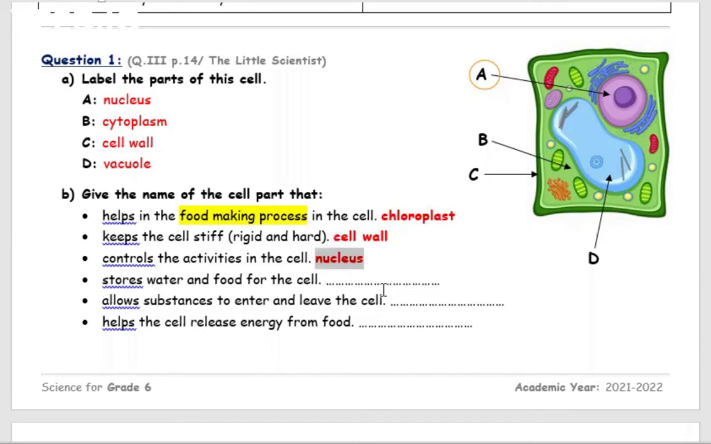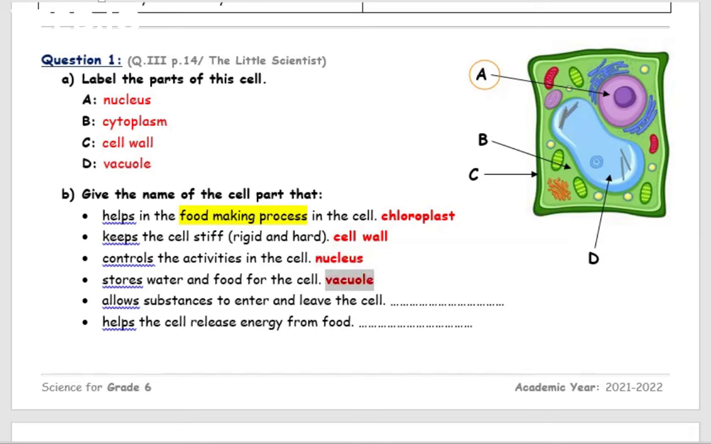Stores water and food for the cell. The cell has a container. It has containers, which is the vacuole in this case. The vacuole helps in storing water and food for the cell.